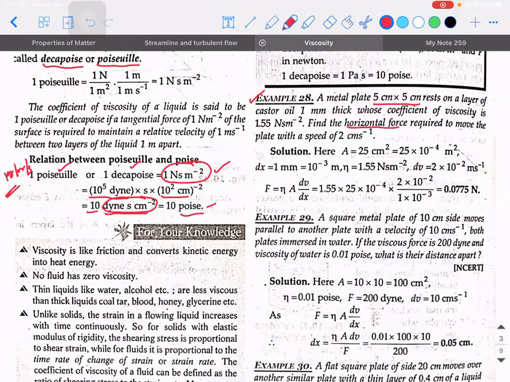So it is very simple, guys. The minimum horizontal force that you need should be greater than or equal to, slightly greater than, the viscous force. So indirectly, in this problem, you are supposed to calculate the viscous force. That's it.